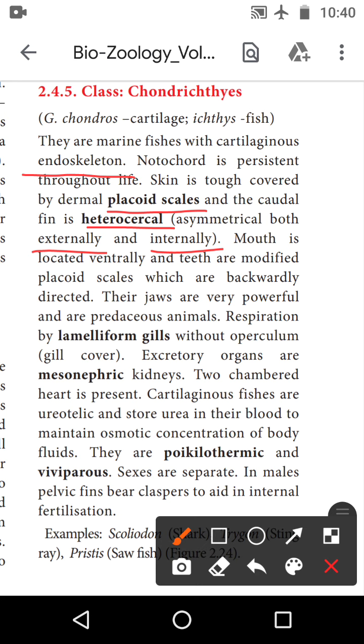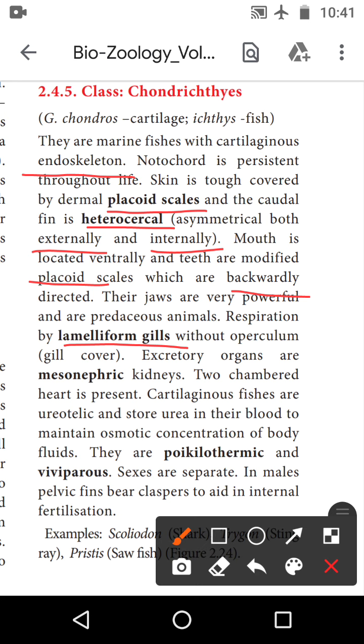Okay, the mouth is located ventrally and the teeth are modified. Placoid scales cover the body. The jaws are very powerful, and they are carnivorous animals. Respiration is by lamelliform gills without operculum. Normally, in all fishes the operculum is present.